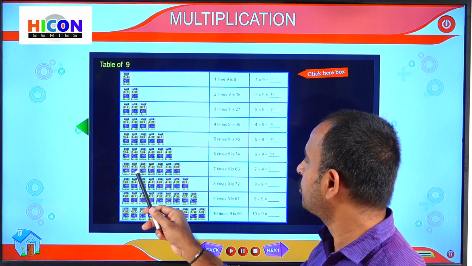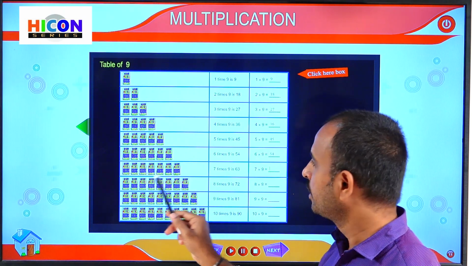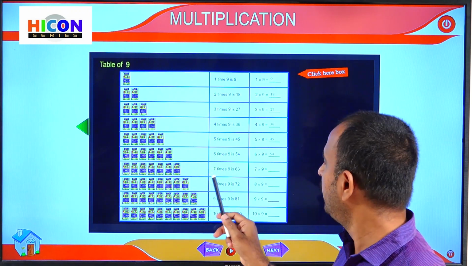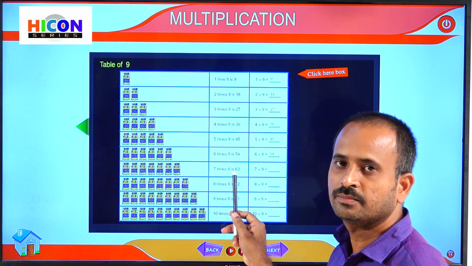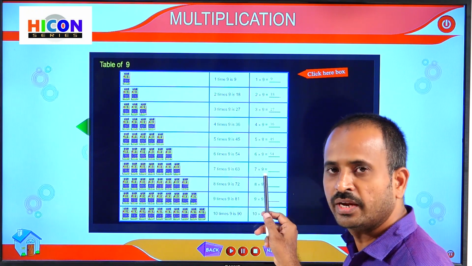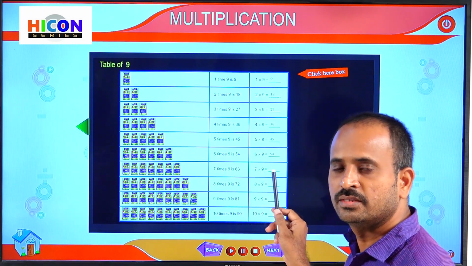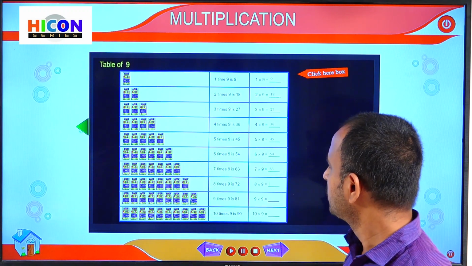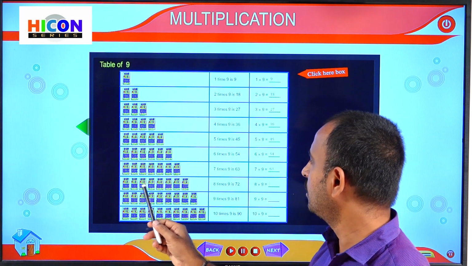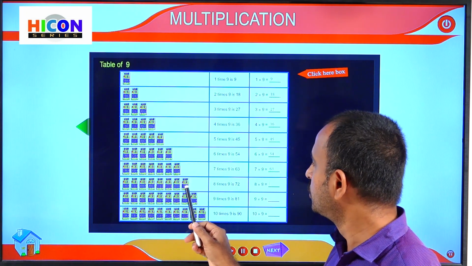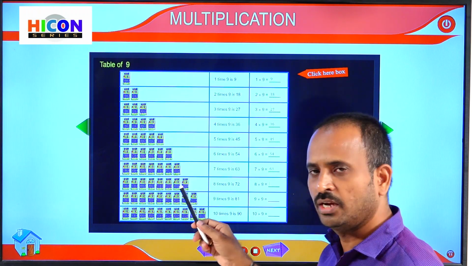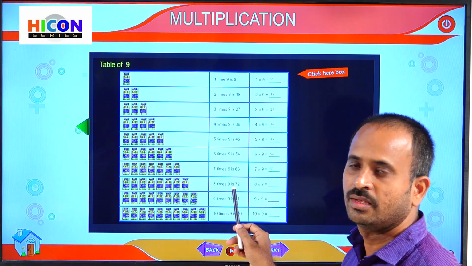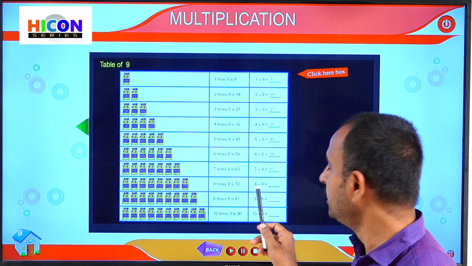So see the next one. There are total 7 groups of pencils. Each group has 9 pencils. Total number of pencils obtained by doing 7 times 9. And it becomes 7 into 9. That is 7 nines are 63. So see the next one. How many groups are there? Total there are 8 groups of pencils. Each group has 9 pencils. The total number of pencils can be obtained by doing 8 times 9. So 8 times 9 becomes 8 into 9.